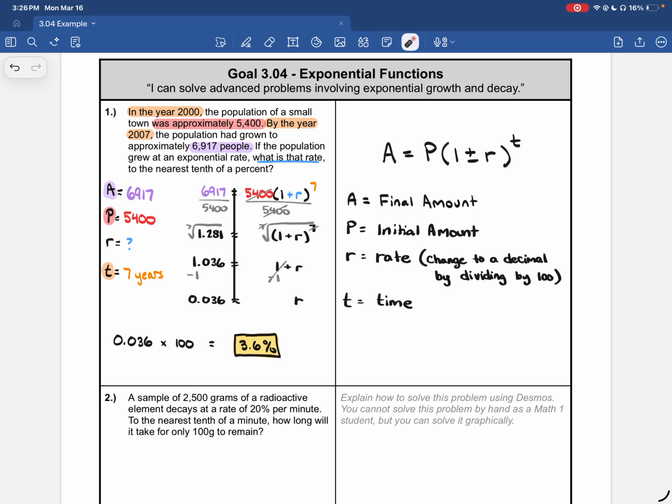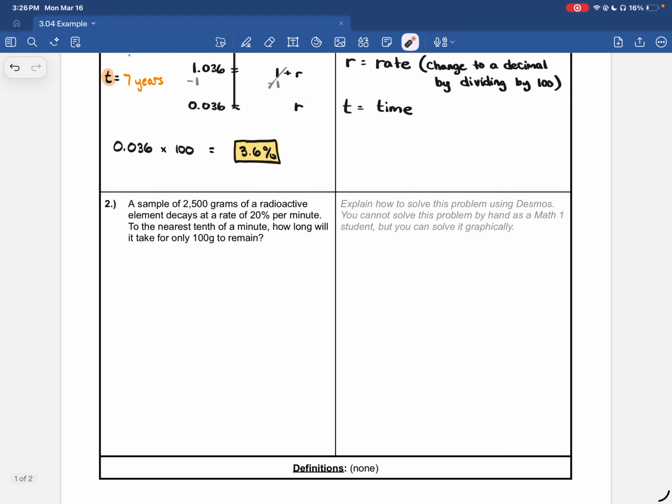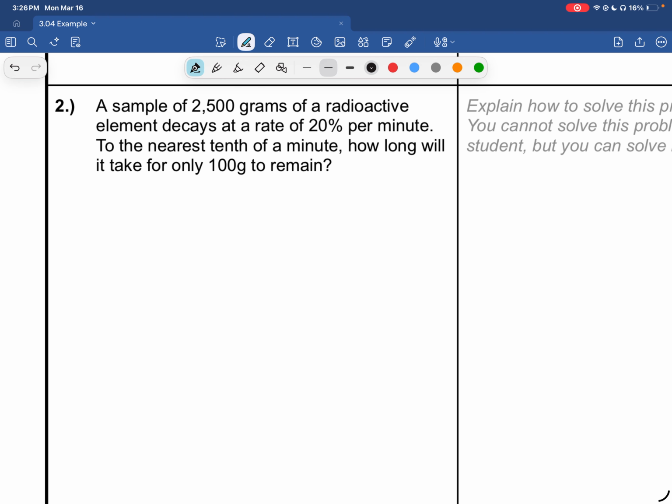For number 2, this little blurb over here says, explain how to solve this problem using Desmos. You cannot solve this problem by hand as a Math 1 student, but you can solve it graphically. Let me go ahead and set this up. So a sample of 2,500 grams of a radioactive element decays at a rate of 20% per minute. To the nearest 1/10 of a minute, how long will it take for only 100 grams to remain?